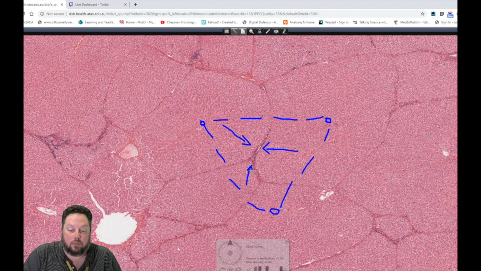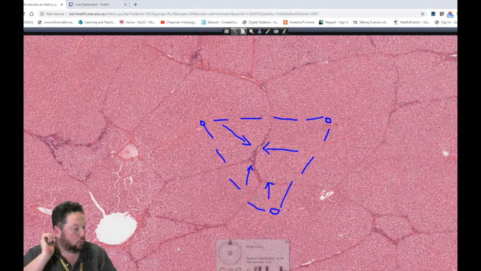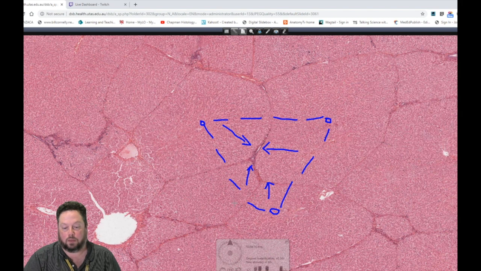Who remembers the name of this model? Who remembers the name of this type of way to think about the liver structure? The sort of triangle one. No one? I'm just waiting for the delay. There's a little bit of a delay in the stream. The portal lobule, yeah, so that's the portal lobule. That's the way we can think about it.